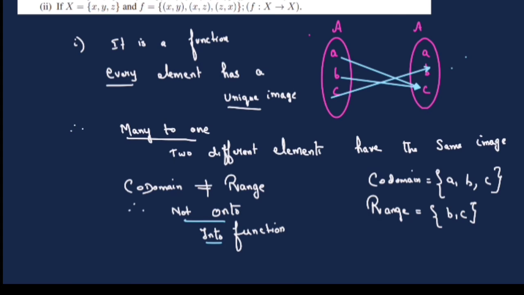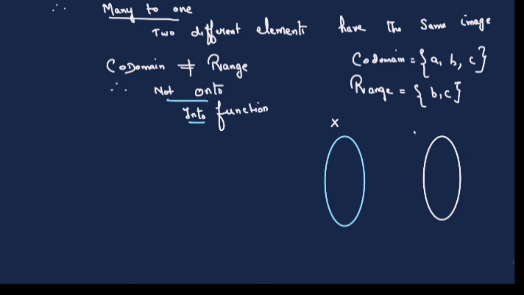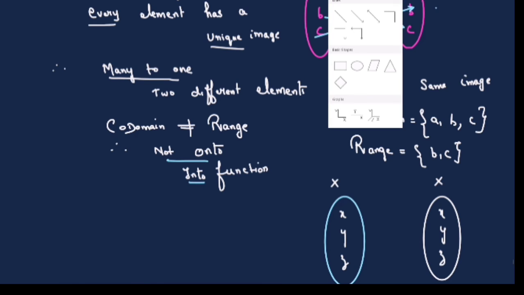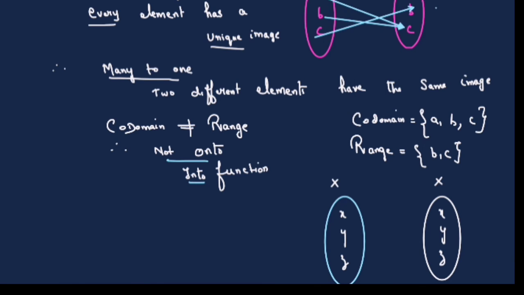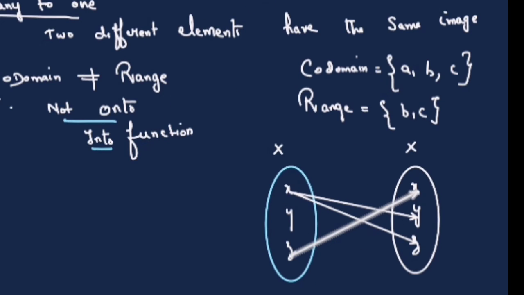The second one is draw the arrow diagram. Here they are given two sets, x only. It is x to x. So x is given as x, y, z. This is also x, y, z. Now look at that. What is given? X to y. X is going to y, then x is going to z. This is not a function. Second one is not a function.